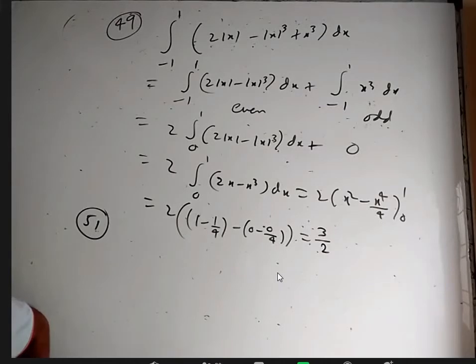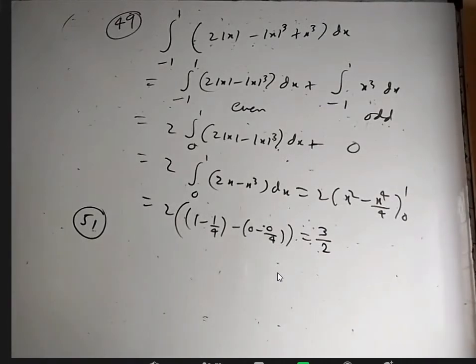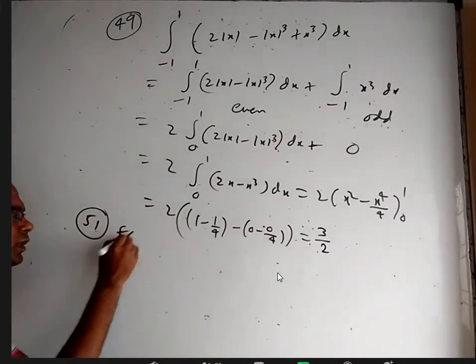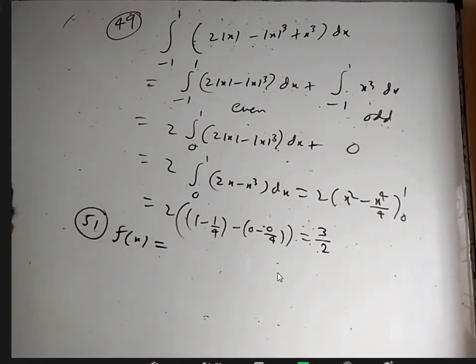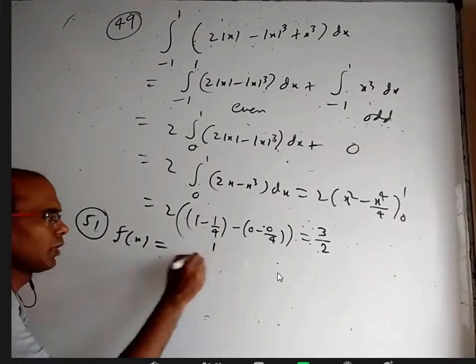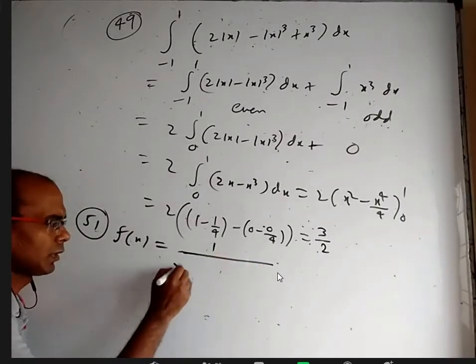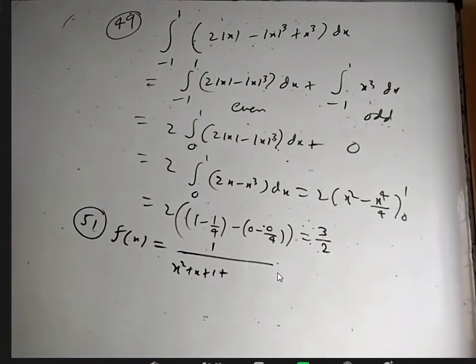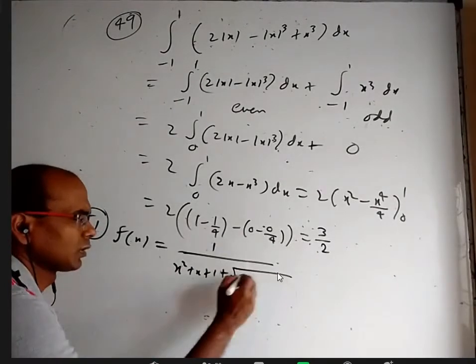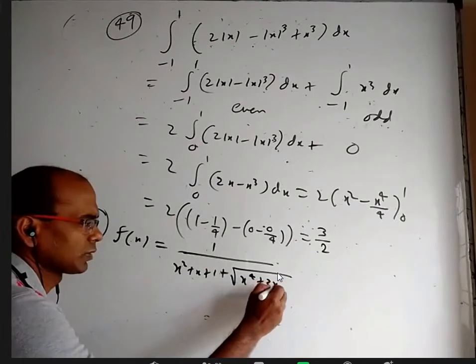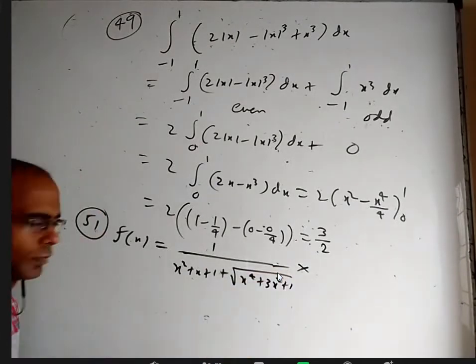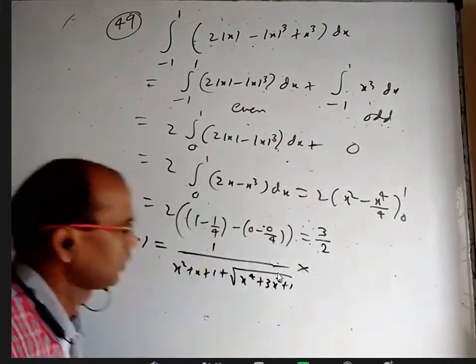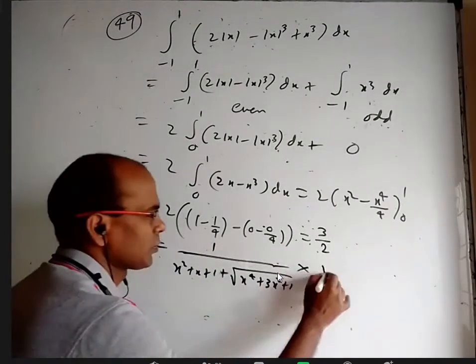I think I need to rationalize so that I can think about it. In the denominator, nothing much can be done. So let me take 51. f of x is equal to 1 by x square plus x plus 1 plus root over x power 4 plus 3x square plus 1. I want to multiply with this minus this in the numerator and denominator.